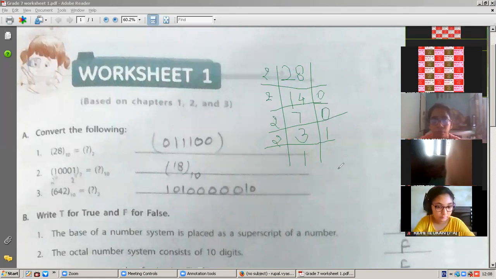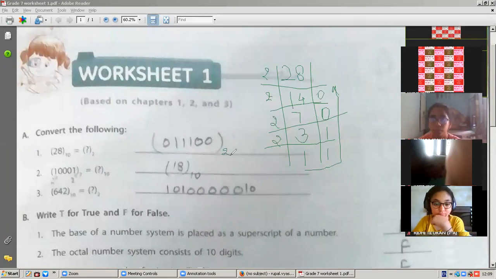Sorry, I made a mistake over here. Then we are going to divide 7 by 2, and we'll get 3 and 1 as remainder. We divide 3 by 2, and we'll get 1 and 1 as remainder. So the answer will be 1 1 1 0 0. Okay, this is the binary answer.